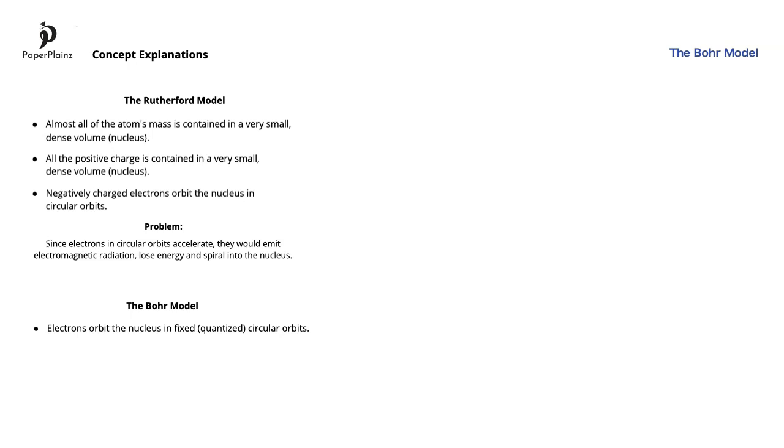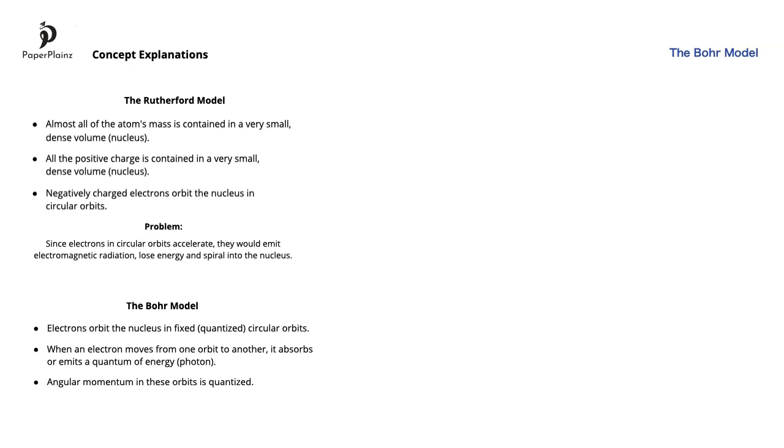Electrons cannot move from one orbit or energy level to another gradually, but they must absorb or emit a specific amount, or quantum, of energy all at once in the form of a photon. A third key concept in the Bohr model is that angular momentum in these orbits is quantized.